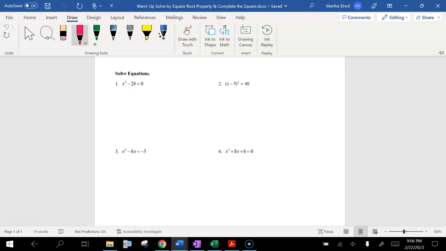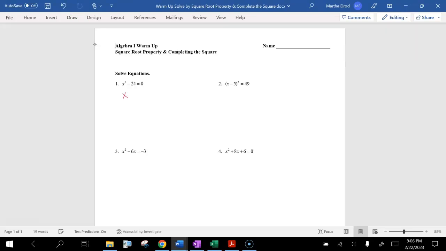On this first one, when you have x squared minus 24 equals 0, we can add 24 to both sides. So we get x squared equals 24, and then we can take the square root of both sides, so we get x is plus or minus the square root of 24. But we can't leave it like that because 24 does have a factor that's a perfect square, which is 4, and we know 4 times 6 gives us 24, so our final answer is x equals plus or minus 2 times the square root of 6.